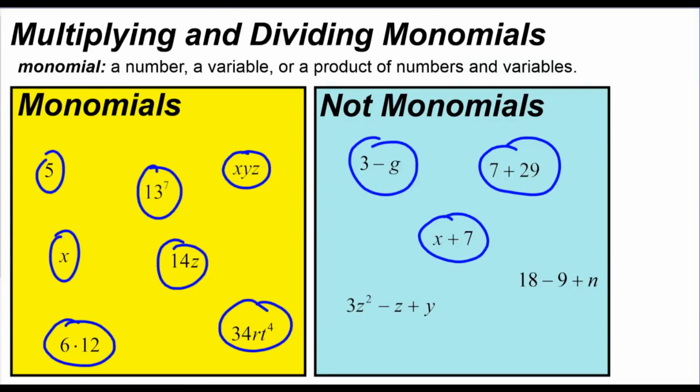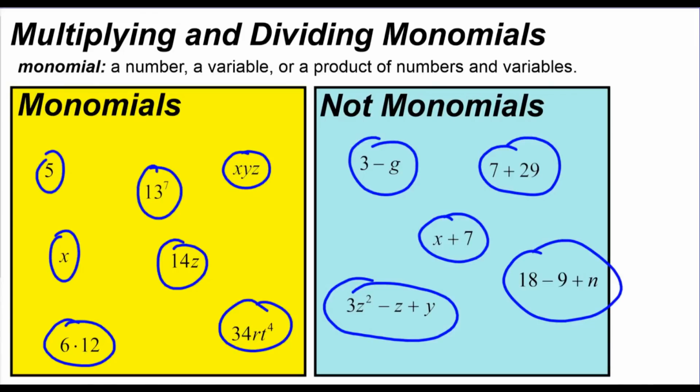X plus 7, not a monomial. You're adding two things together. 3z squared minus z plus y, not a monomial. There's addition or subtraction there. 18 minus 9 plus n, not a monomial. There's addition or subtraction. So long story short, whenever you see addition or subtraction, you do not have a monomial.